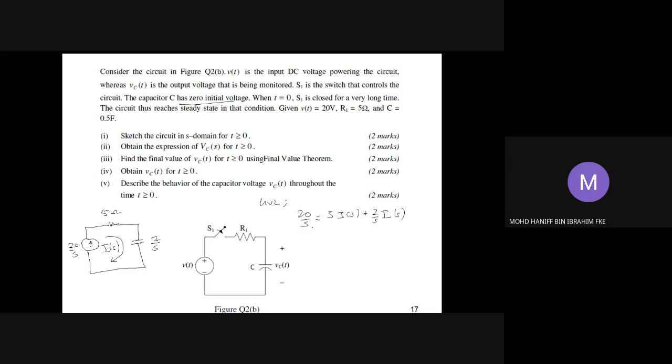Our aim is to find IS, so IS shall be equal to 20 divided by S, and the factor can be taken to the left hand side. It should be equal to S divided by 5S plus 2. So we can cancel out the S here, and we're going to have 20 divided by 5S plus 2.